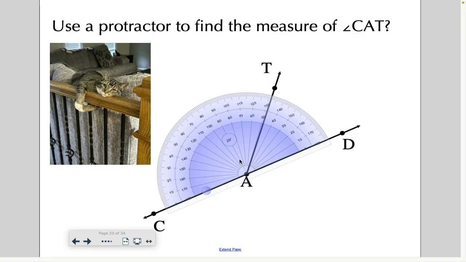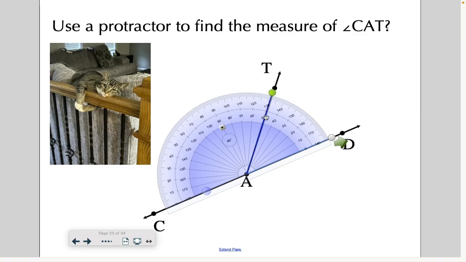Now, when I slide this over, I need to read it from either side. So there's 2 ways I could read from here, okay? There's always 2 sides to every protractor, okay? You can read either one. One is not any more correct than the other.